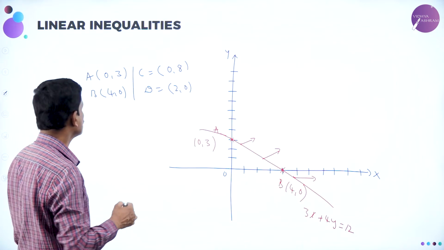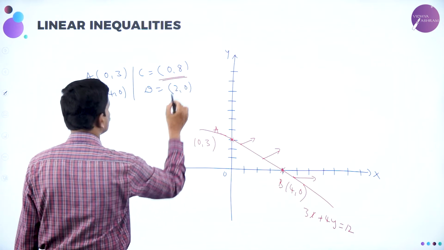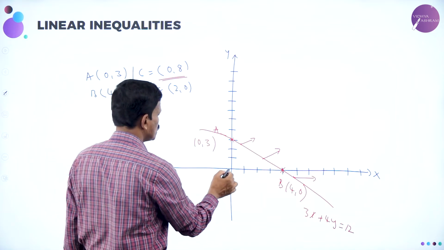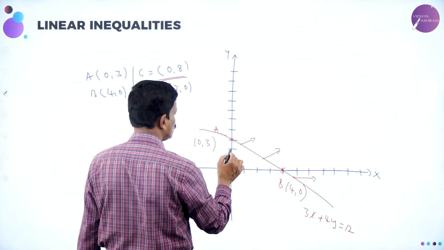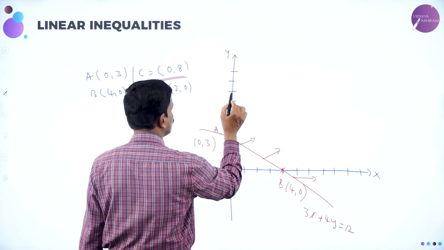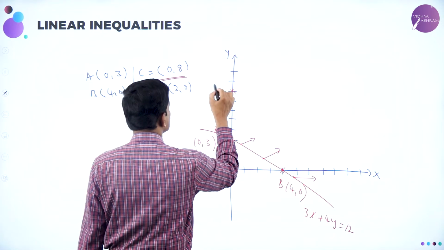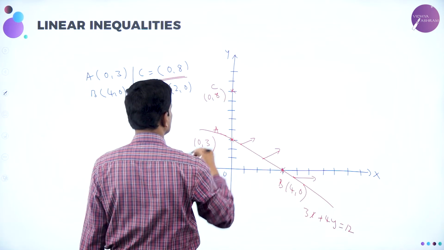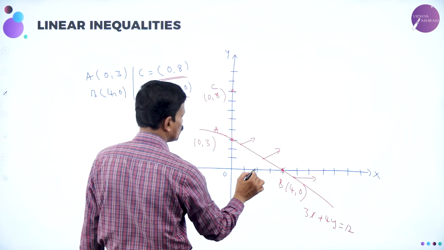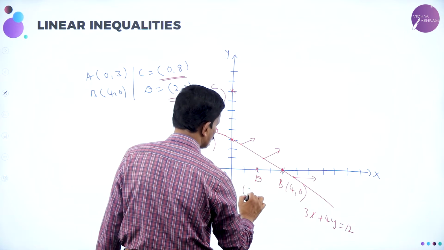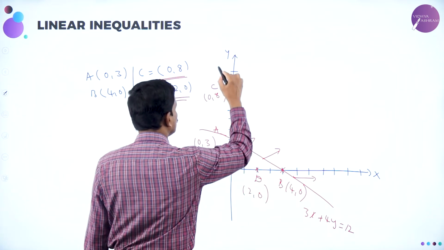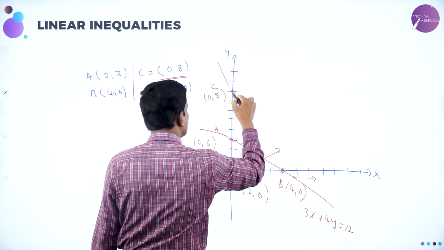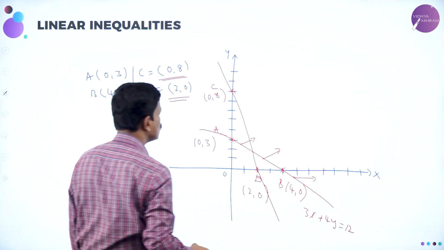Next, second curve. What is the second curve? C is equal to (0, 8). X is 0, y is 8. 1, 2, 3, 4, 5, 6, 7, 8. This is C (0, 8). Next, D (2, 0). This is (2, 0). Now, draw the line. If you draw a solid line passing through this, this is the solid line.